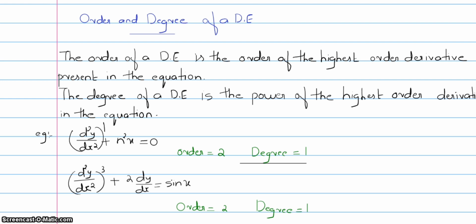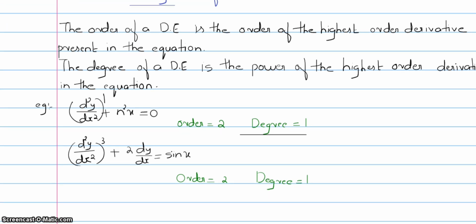Now the next example, d square y by dx square the whole cube plus 2 dy by dx equal to sin x. Here the highest derivative is 2. So the order will be 2 and its power is 3. The power of the highest order derivative is 3. So the degree will be 3. Okay. So the order is the order of the highest order derivative present in the equation, and the degree is the power of the highest order derivative in the given equation.